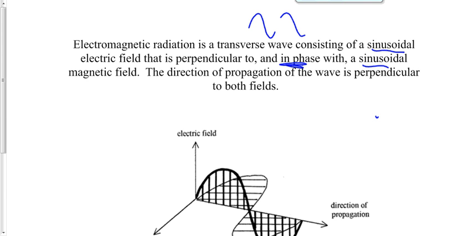One's on the x-axis, one's on the y-axis. It's got to move on the z-axis because it moves perpendicular to both fields. If one's on the x and one's on the z, it's going to move on the y. If one's on the y and one's on the z, it's going to move on the x-axis, right? Three axes, one field on one, one field on the other, and it's going to move on the third axis.